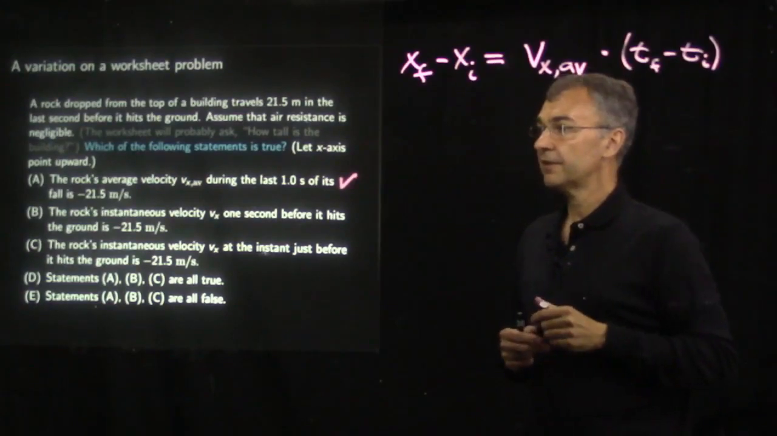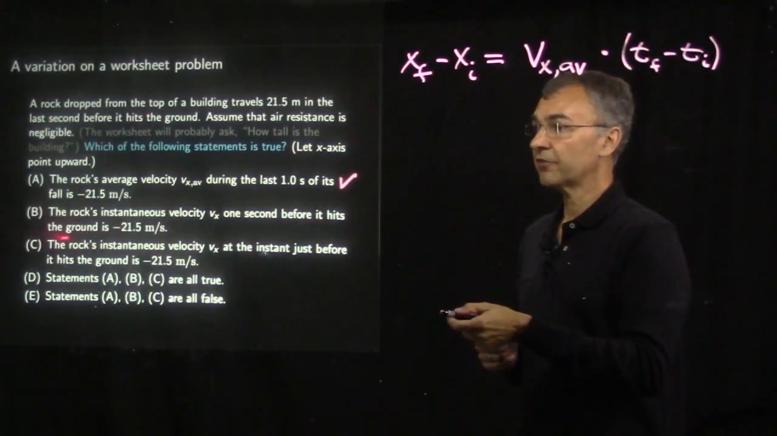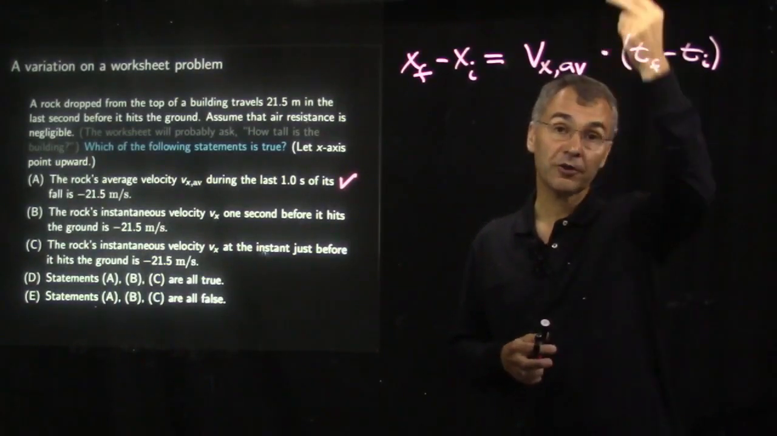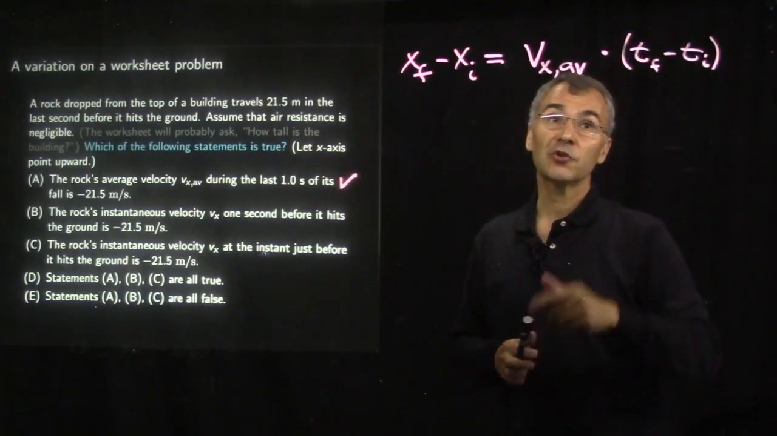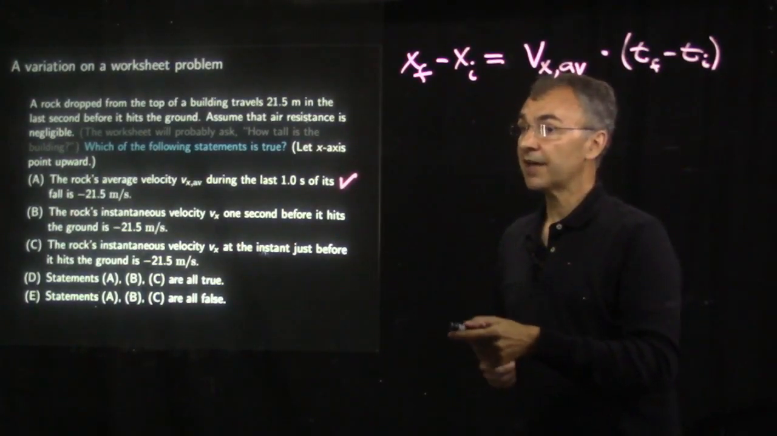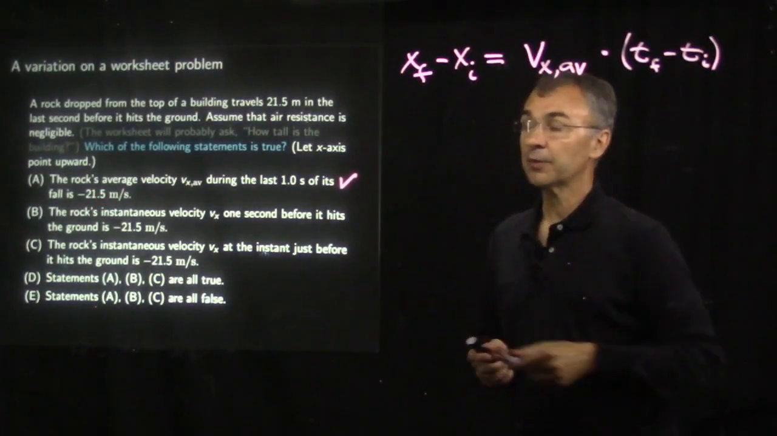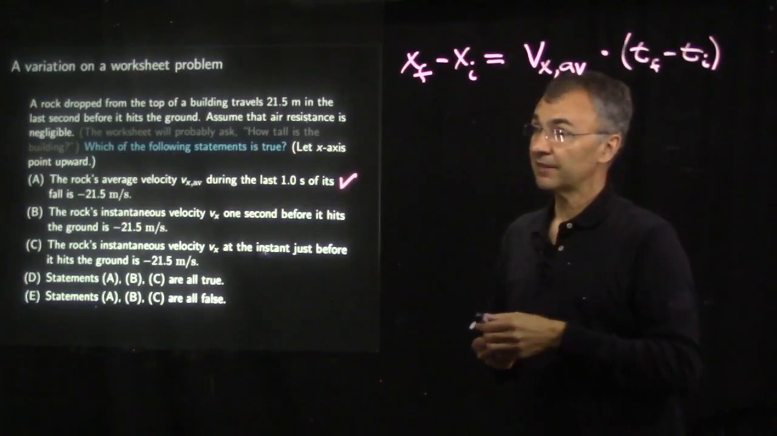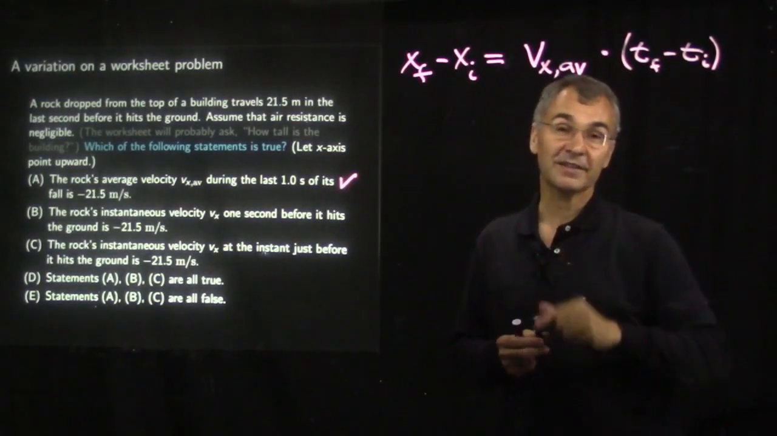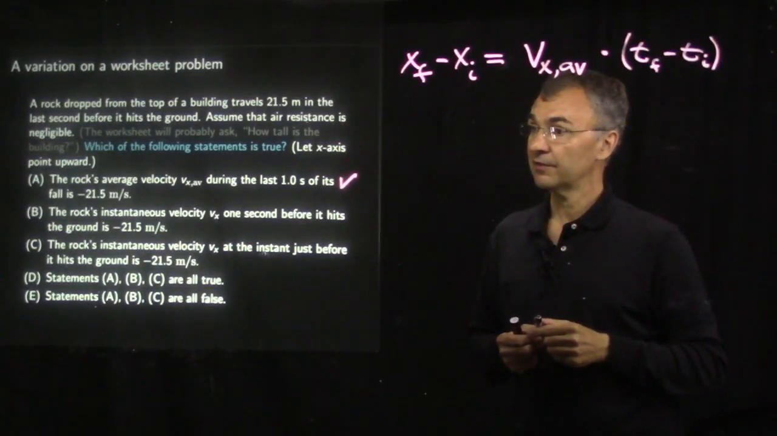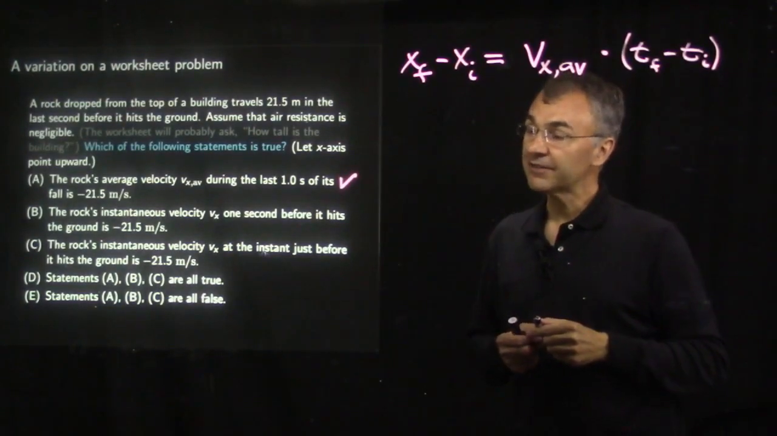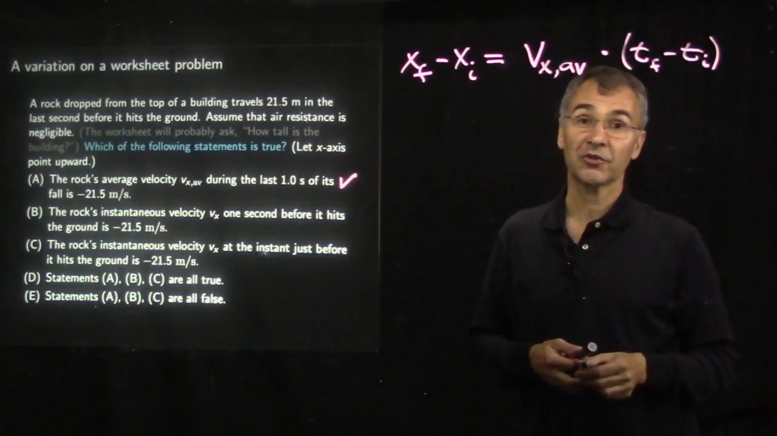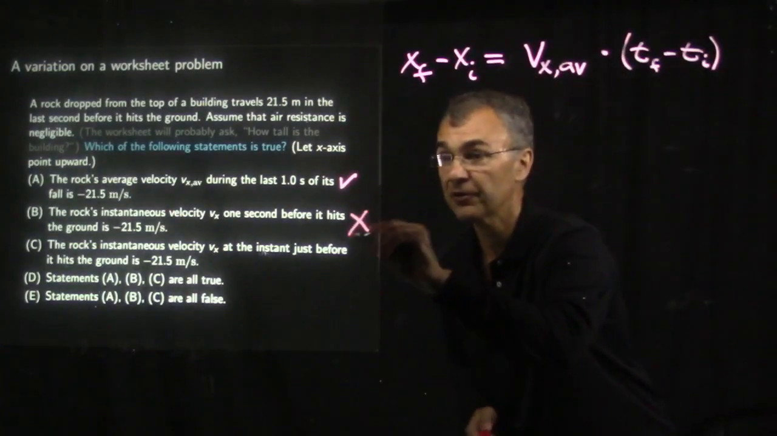A. Is the rock's instantaneous velocity 1 second before it hits the ground minus 21.5 meters per second? I actually don't think so because you know the rock, as it falls, it's falling faster and faster and faster. So you know that its average velocity during the last 1 second of its fall is minus 21.5 meters per second. That means it must have been falling a little bit less quickly 1 second before it hits the ground, and a little bit more quickly than that the instant that it does hit the ground. I guess it might turn out that its instantaneous velocity 1/2 second before it hits the ground is minus 21.5 meters per second. But it's certainly not true 1 second before it hits the ground. So I think that is a false statement. You could think about why that's true.